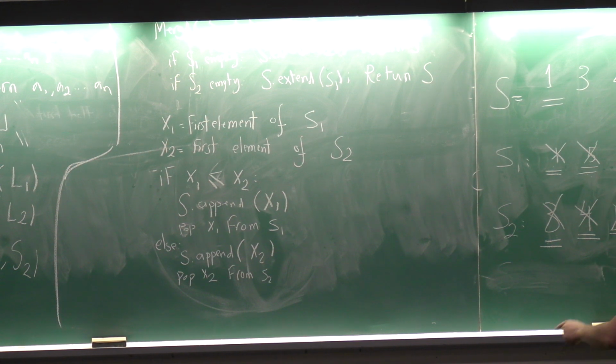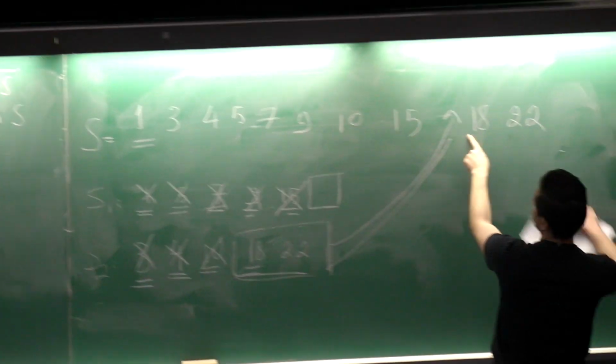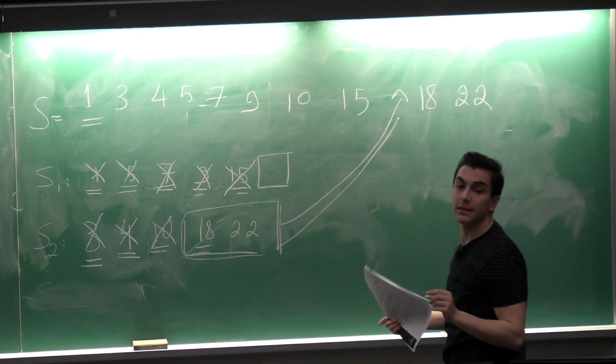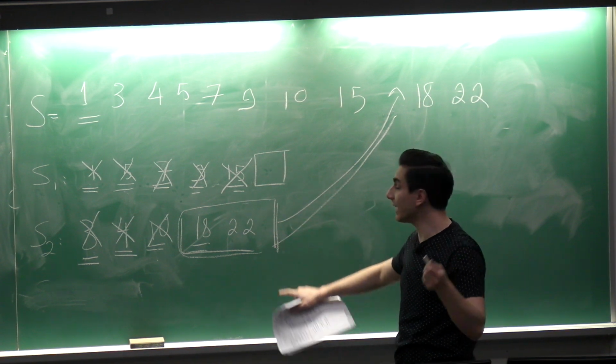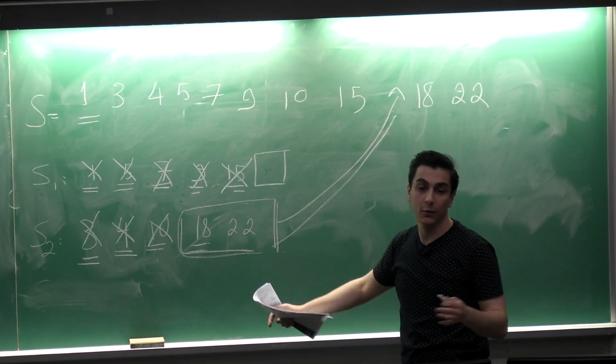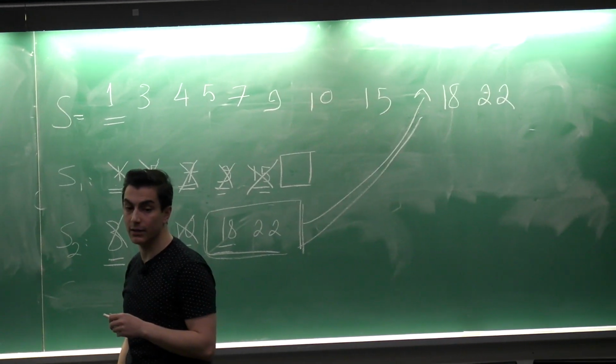Extend is basically what I just did here. I have some elements left. I'll copy all of them to here, to S. That's what it means. It's like copy. But it's like append is copying one element, extend is copying more than one, whatever is left there. Right? But something is missing, right?